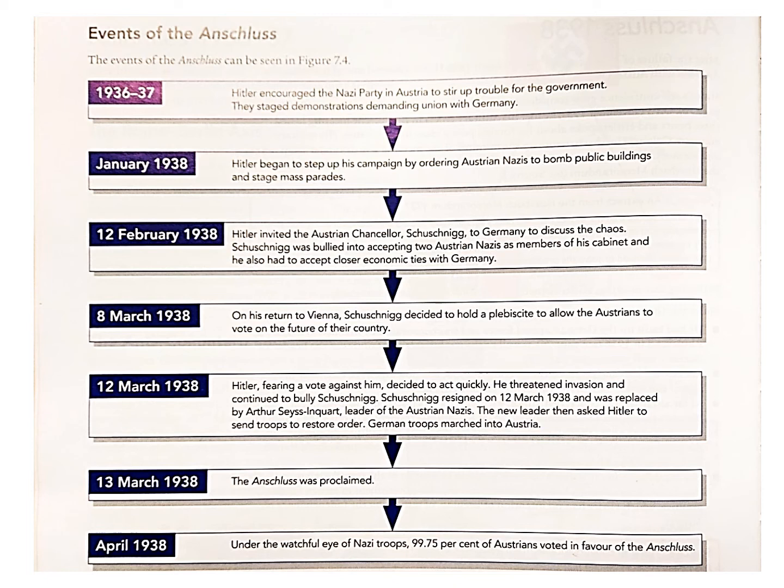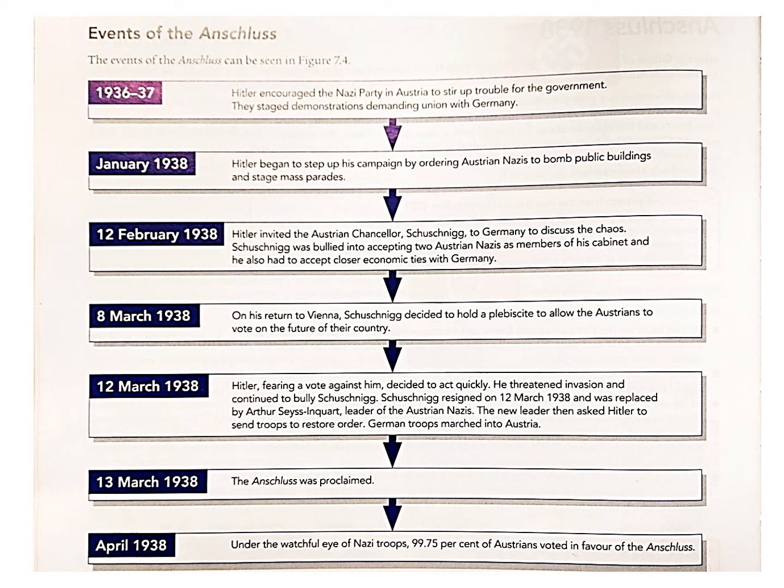The new leader then asked Hitler to send troops to restore order, in quote marks, because really Hitler didn't need to. There was no chaos. Hitler had created the chaos. German troops marched into Austria in 1938 and Anschluss was proclaimed the next day. Because a vote had been promised, the next month, under the watchful eye of Nazi troops, 99.75% of Austrians voted in favour of Anschluss. They voted to join Germany.